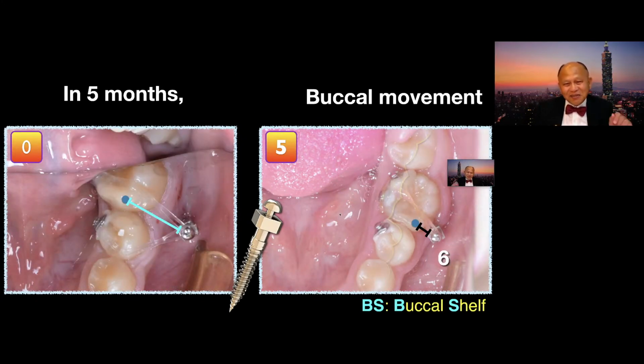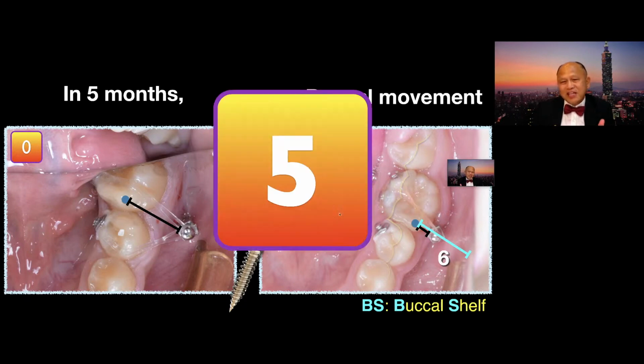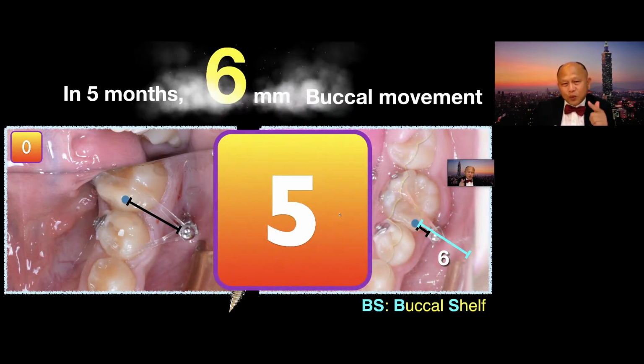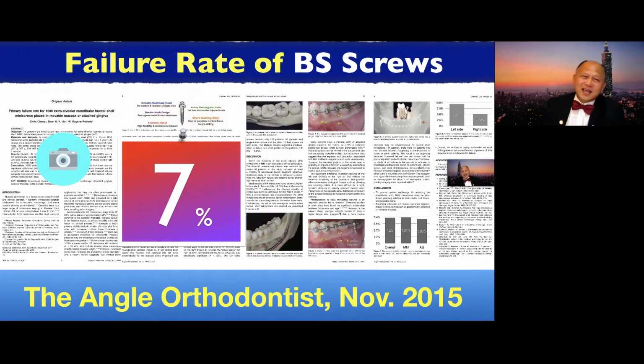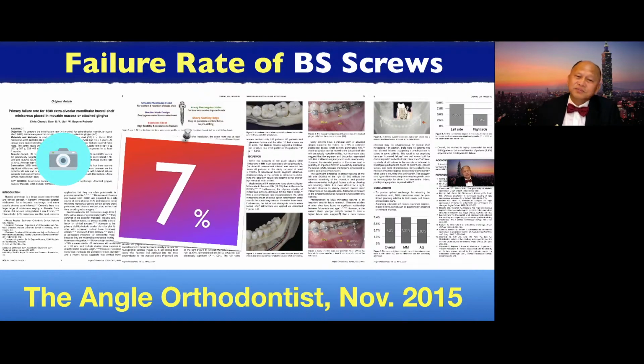Wow, just 5 months, glass ionomer cement biterable and this buccal shelf screw, BS screw, in just 5 months, we get 6 millimeter buccal movement. Buccal movement is very difficult, but just 5 months. This buccal shelf screw is so powerful. And the failure rate for buccal shelf screw is just 7%. We published 6 years ago in the Angle Orthodontist. If you are interested in the buccal shelf screw, you should read this article.